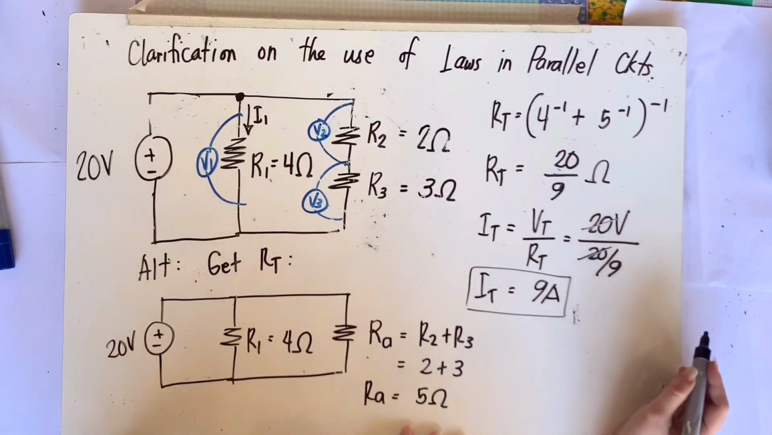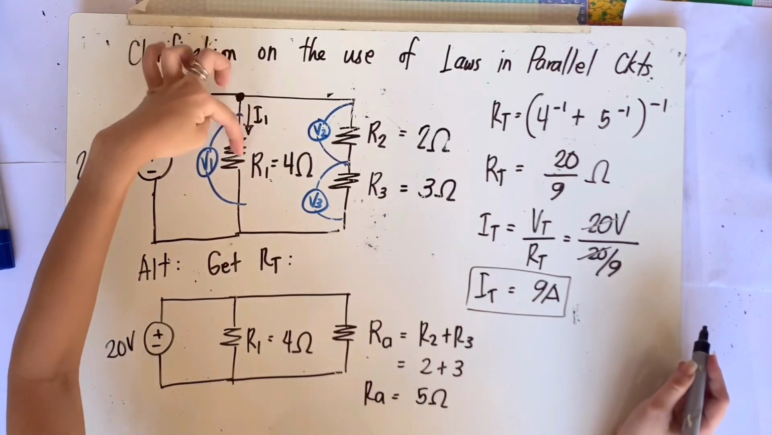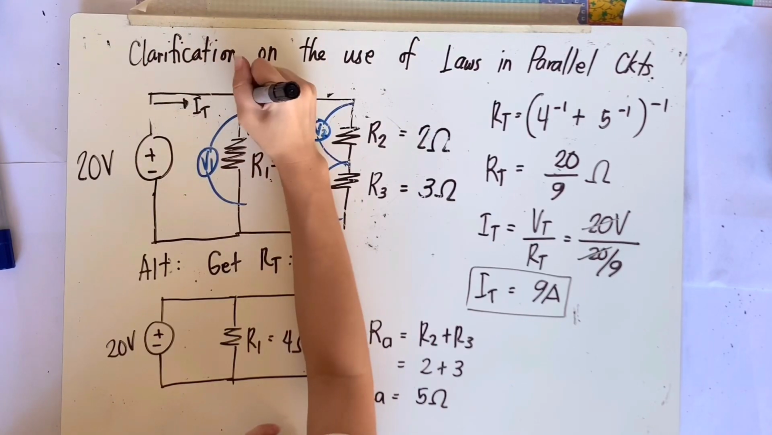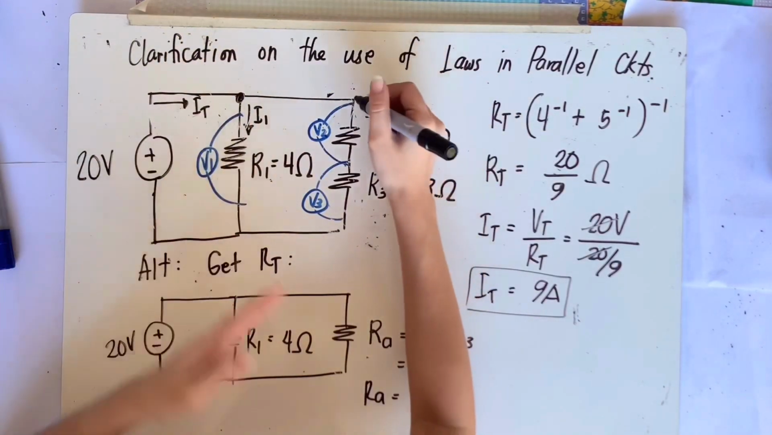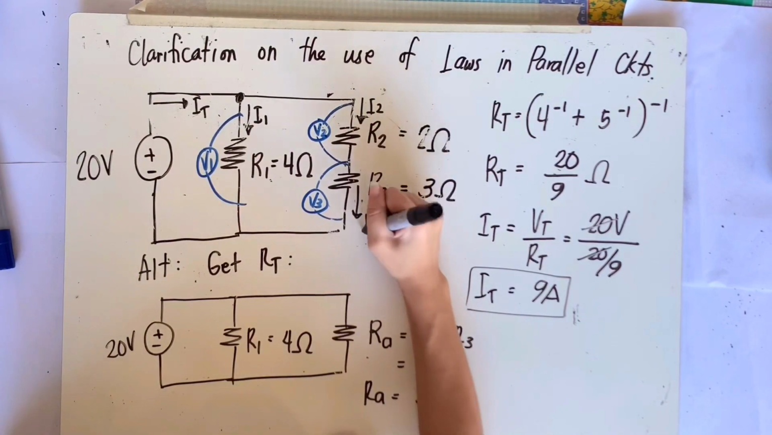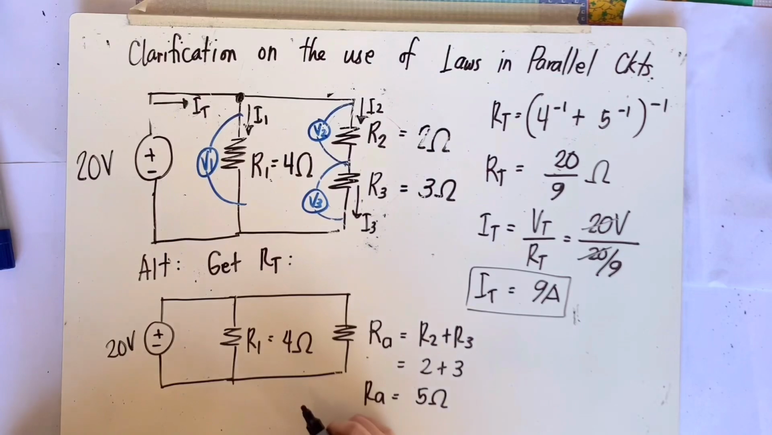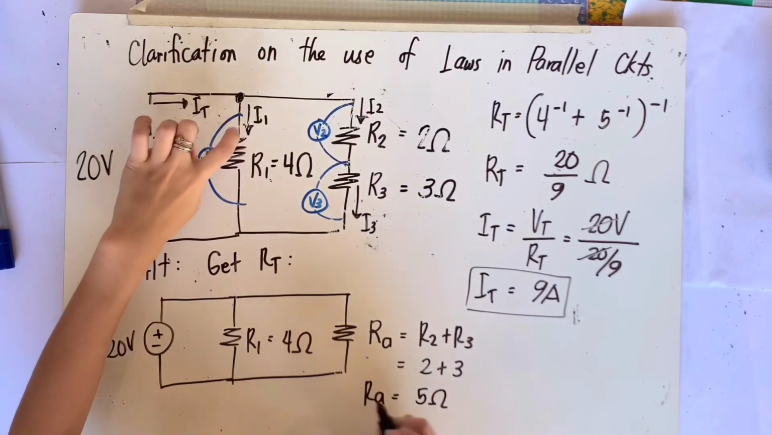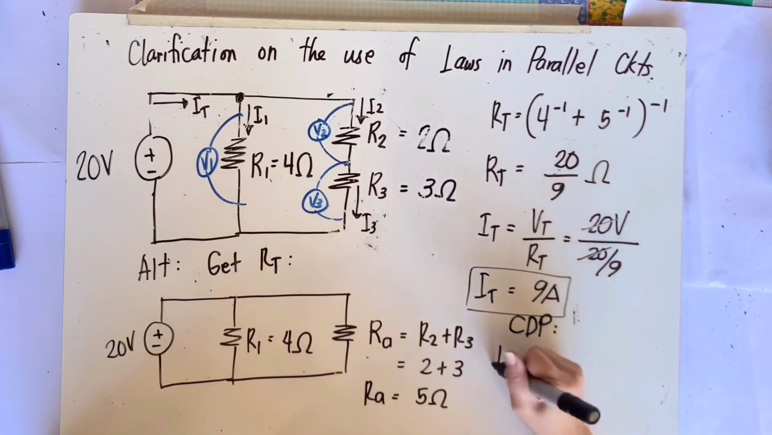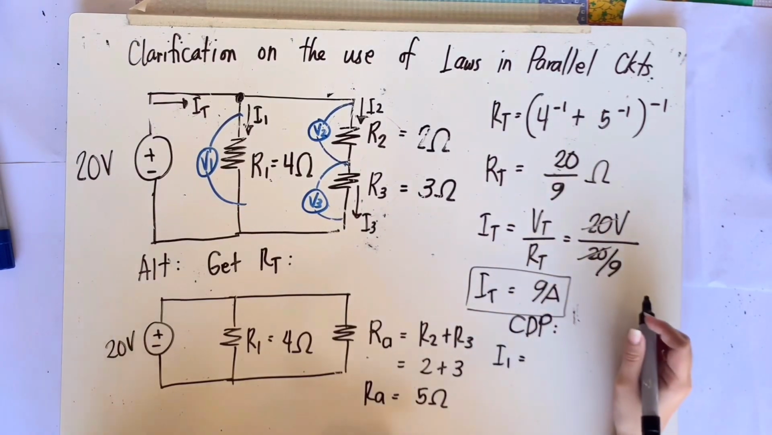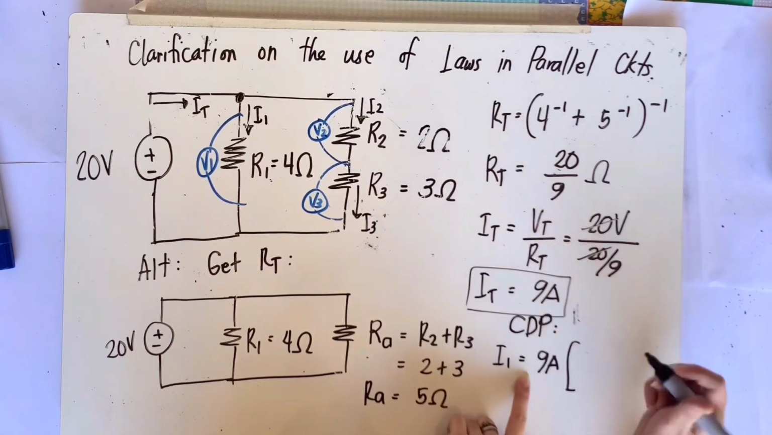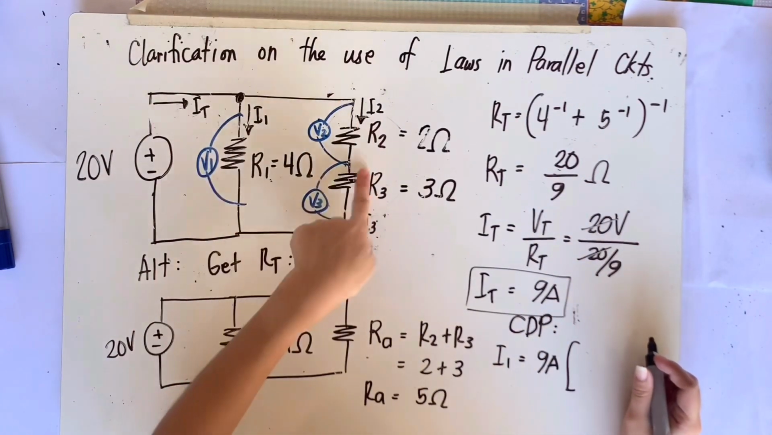Okay, same. But if I'm going to solve the current in this circuit, we have I total, and then I have I1 on the first branch. On the second branch, I have I2 for R2, and I3 for R3. For I1, I can use the current divider principle. So, to get I1, what do we use? The total current coming in, that's 9 amperes, multiplied by, for I1, the resistance on the other branch.